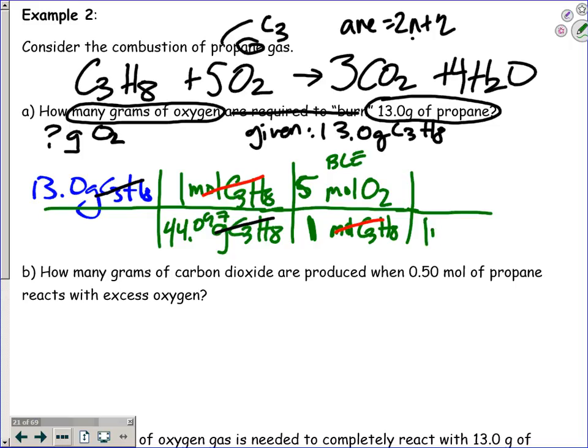32. Good. So 1 mole of oxygen, remember it's always 1 unless we're doing coefficients, is 32 grams of oxygen. Because that's double oxygen. And then moles of oxygen cancel with moles of oxygen. Calculate.